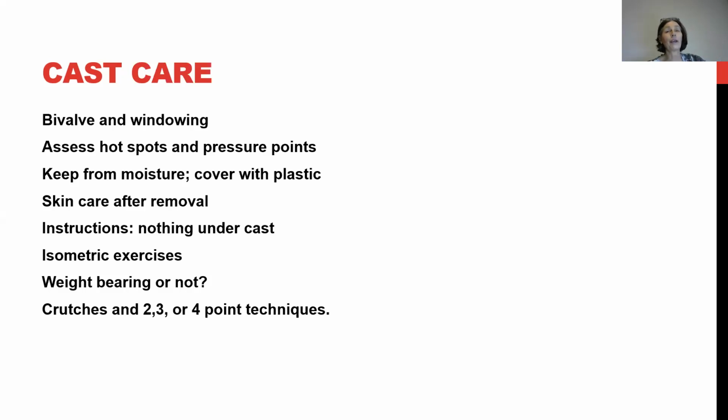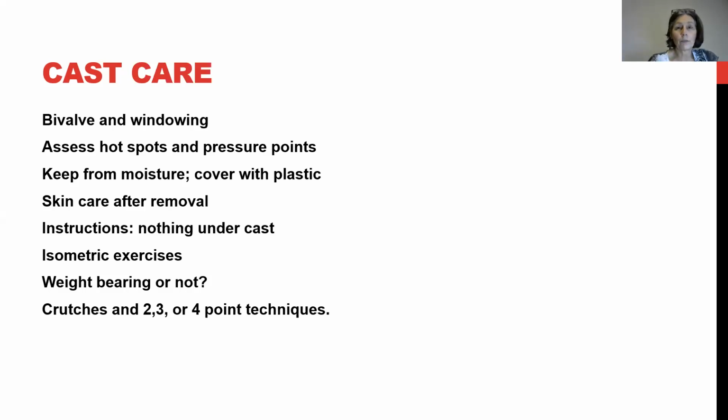Is the client allowed to weight bear or not? That is a provider's order. The client will be told if he needs to walk on crutches and never put weight on that extremity, or if they are allowed to partial weight bear or toe touch weight bear, or if indeed they're allowed, now that we've got a good strong cast on it, to weight bear. A lot of times they'll do non-weight bearing on it for a couple weeks, and the doctor will gradually put them in toe touch weight bearing or weight bearing. And at some point they may move them to a walking cast that actually allows weight bearing.